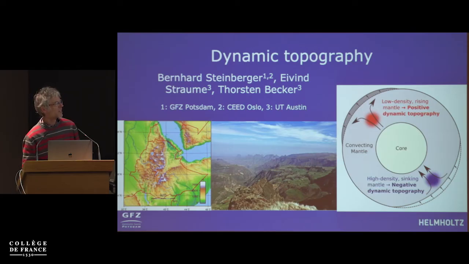So dynamic topography, in principle, is quite simple. When you have mantle convection, you have upwellings pushing the surface up, and downwellings pulling it down. So that's in principle quite simple, but I'll come back to the complications later.